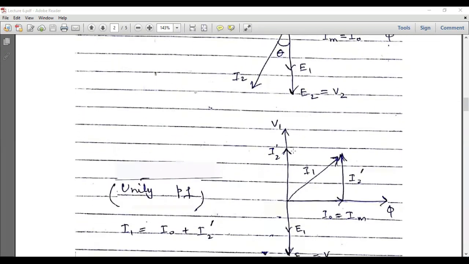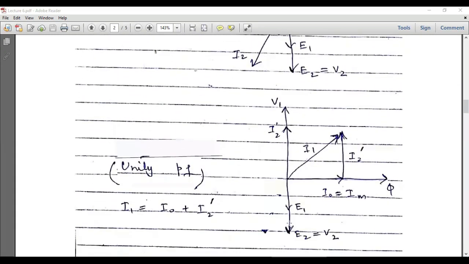Similarly, for a unity power factor load, E2 will be in phase with I2, and here we have I2, and I2 dash will be upward. We can place this I2 dash vector over the head of this Im vector, and we can add this Im and I2 dash using the head to tail rule method. So this is I1, the resultant vector, because I1 is equal to I naught plus I2 dash.